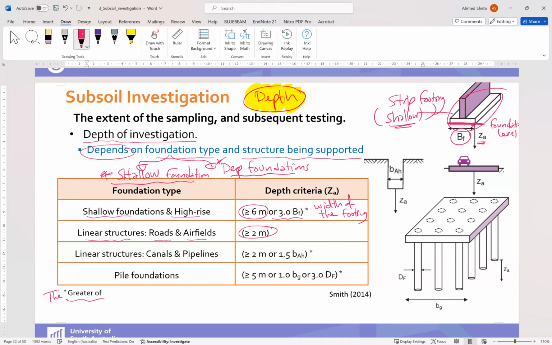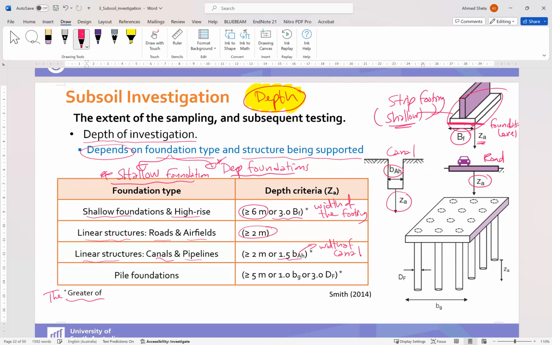Okay. For linear structures like roads or airfields, it should be more than 2 meters. For example, this one here, this is a road. For linear structures, canals or pipelines like this one, it should be more than 2 meters or 1.5 BAH, where BAH is the width of the canal.